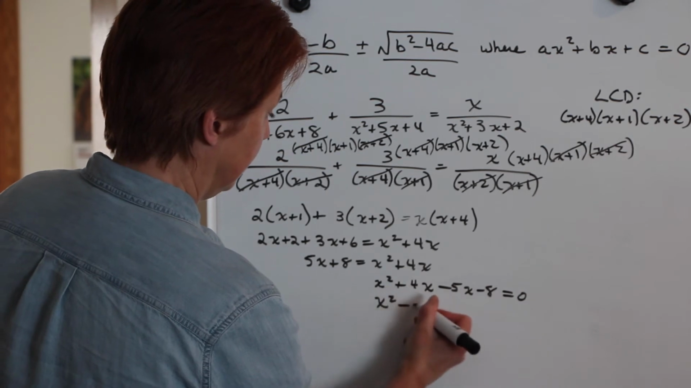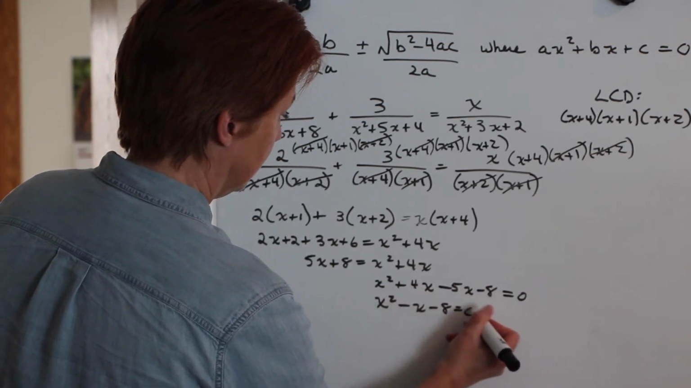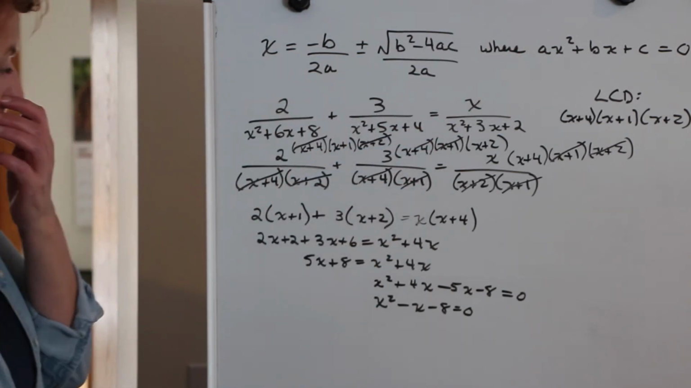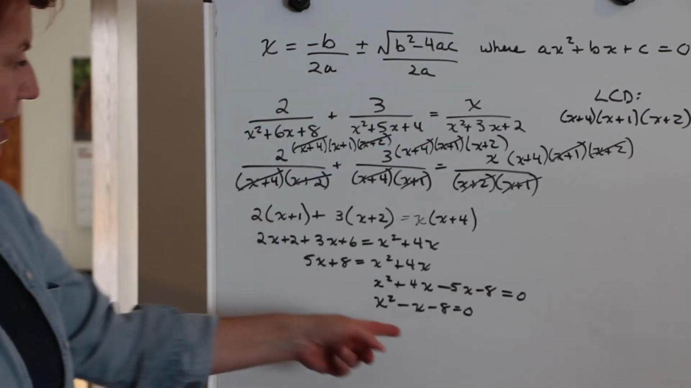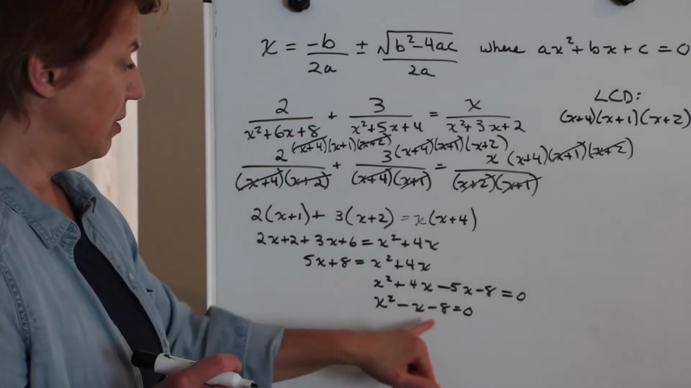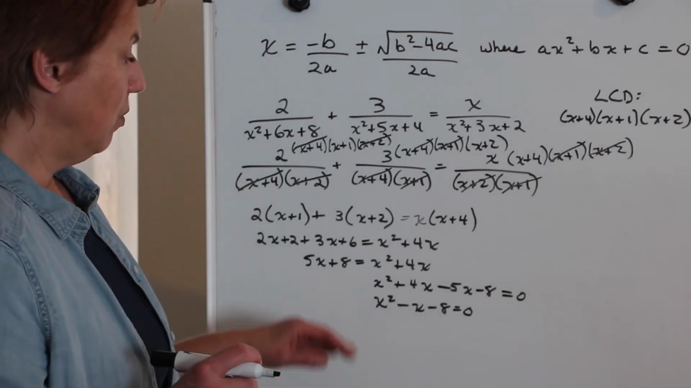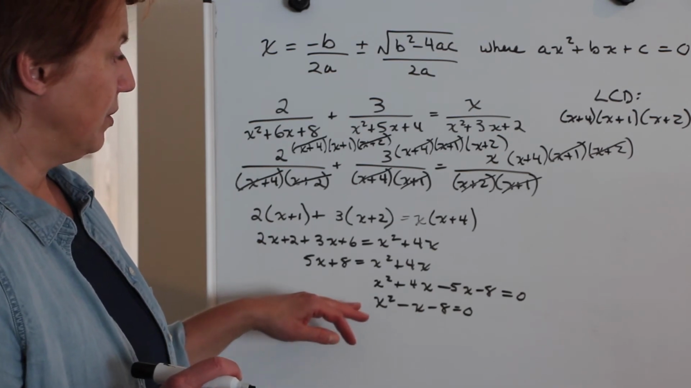And finally, there. That's what we have to solve. Now it's in that form. Now, does this factor? No, it doesn't, because there are no numbers that multiply to make 8 that add to make 1. So we need the quadratic formula here in order to solve it.